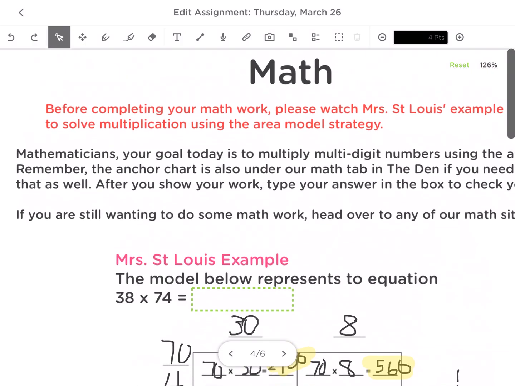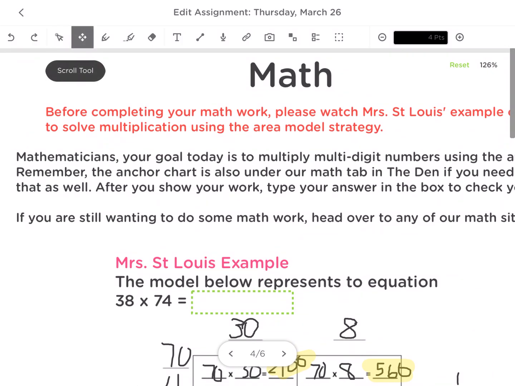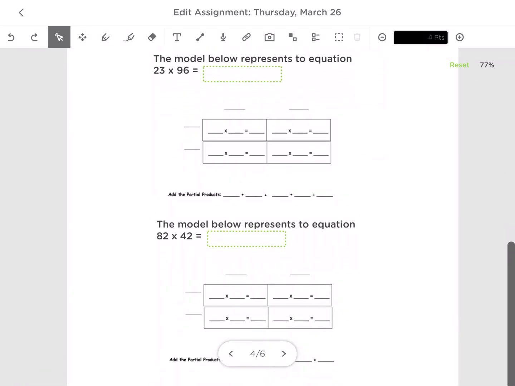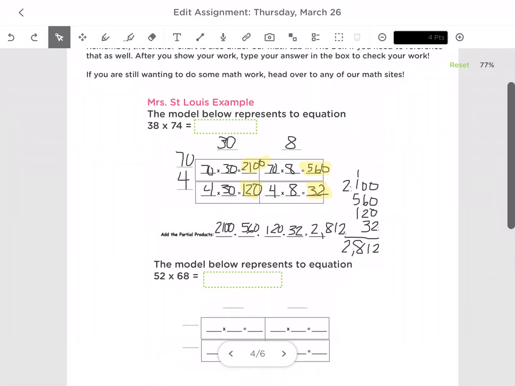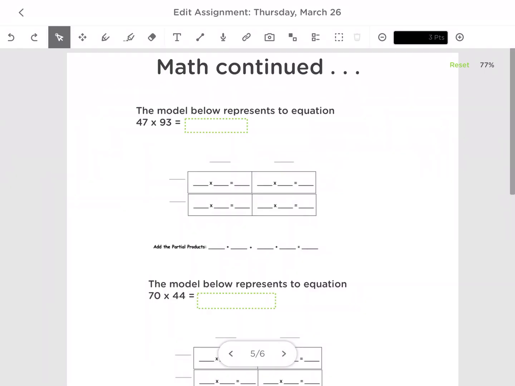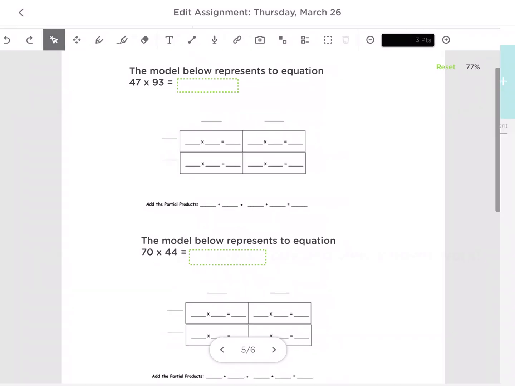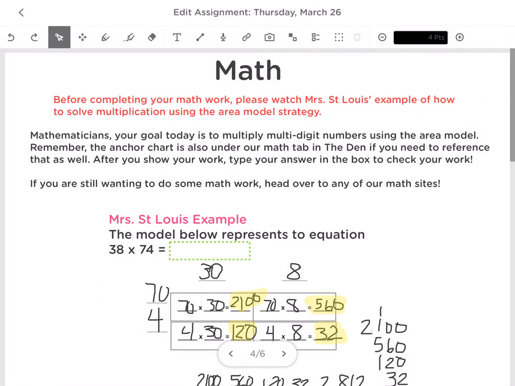Okay, so today you will be working on this slide. You have 3 problems here that you are going to be working on. And then if you go over to slide 5, you have 3 more on that slide as well, for a total of 6 problems today. So remember, if you need any more guidance on this, you can watch my video again, or you can come to the den and the anchor chart is there under the multiplication section under the math tab in the den.